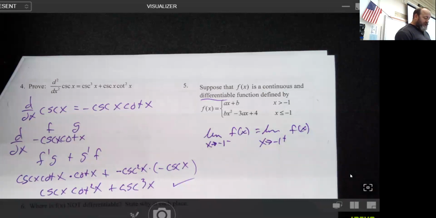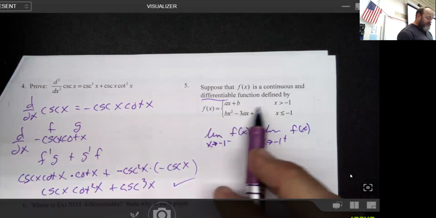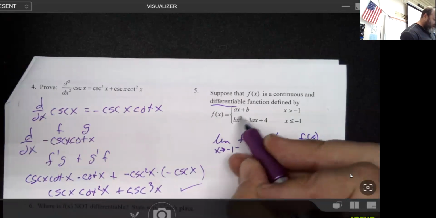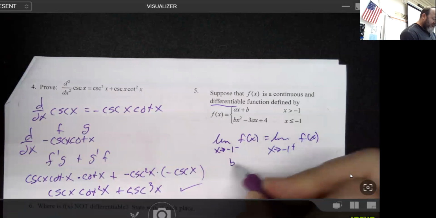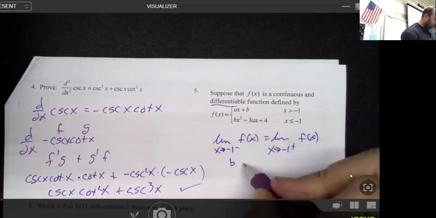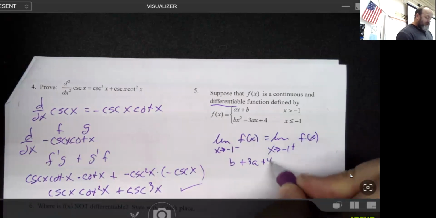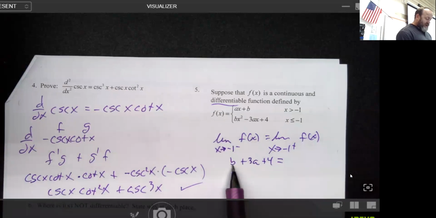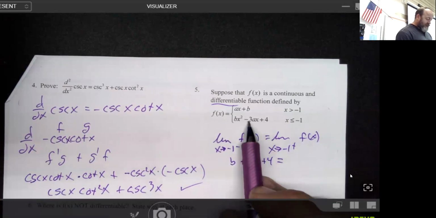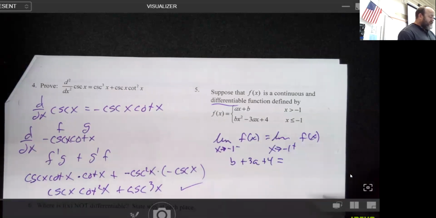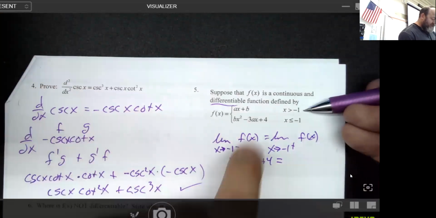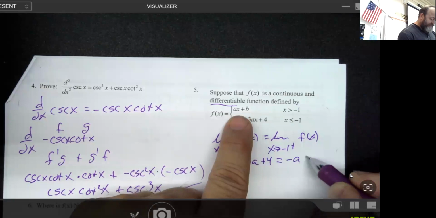So as I approach the number -1 from the left side, which would be this bottom piece, as I get close to -1, I would get b times -1 squared plus 3a plus 4. So I literally am just plugging in -1 into each of these values. -1 squared is 1 times b. -1 times -3 is 3a, plus 4. And that somehow has to be exactly the same as if I plug it into the top one, which is going to be -a plus b.